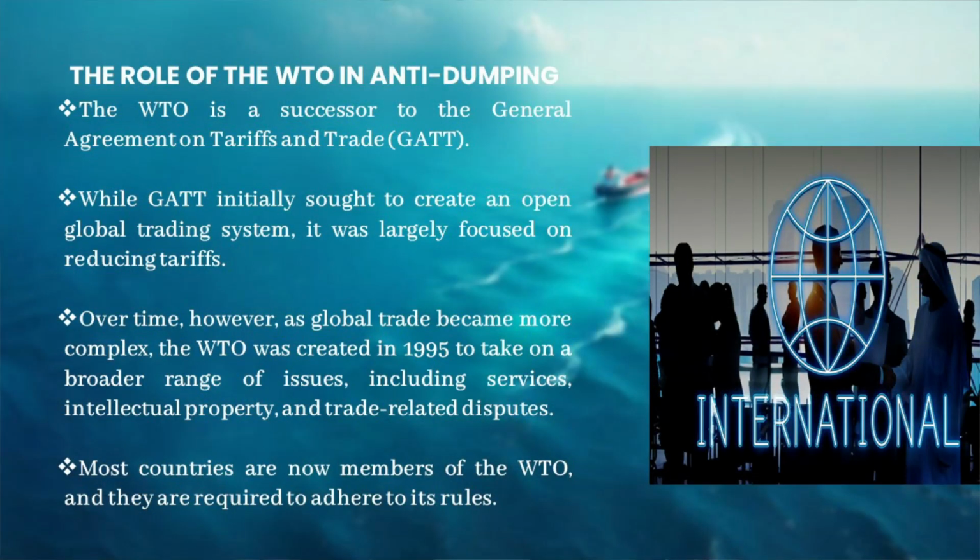So the WTO, which is a successor of the General Agreement on Tariffs and Trade, that is GATT, which was established in 1947 to promote international trade by reducing tariffs and other trade barriers. Now, while GATT initially sought to create an open global trading system, it was largely focused on reducing tariffs. Over time, however, global trade became more complex. The WTO was created in 1995 to take on a broader range of issues, including services, intellectual property, and trade-related disputes. So this is how GATT became the WTO.